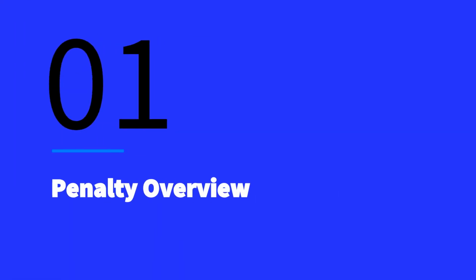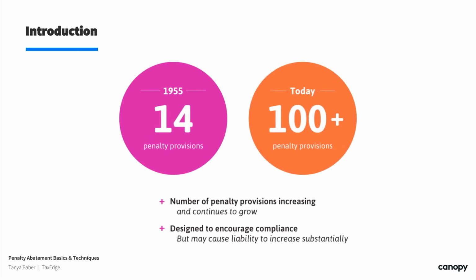So a quick overview of penalties. First, if we look back and ask, what's the whole purpose of this? Why do we have all these penalties to begin with? The reason is it's designed to encourage compliance from taxpayers. We have a voluntary tax system, but the bottom line is, unfortunately, it causes liability to increase at substantial rates. If we go back in history, we had very few penalties, 14. But now with every new bill and every new tax law that comes out, we have hundreds of new provisions. So even though the intent is great, it really increases the liability at a very substantial rate.